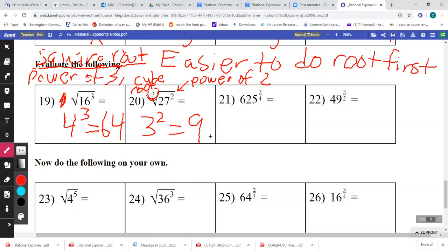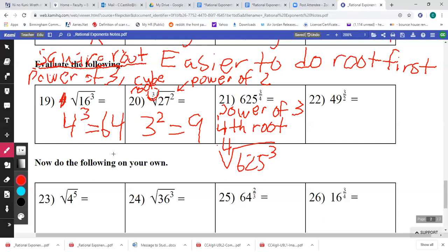Okay, 625 to the 3/4 power. So once again, there are two things they are asking you to do here. It's a power of 3. And it's also the 4th root. And like I said, which one is easier to do, the power first or the root first? You should do the root first. And remember, if you don't like it being written as fractions, you could rewrite it to look like that.